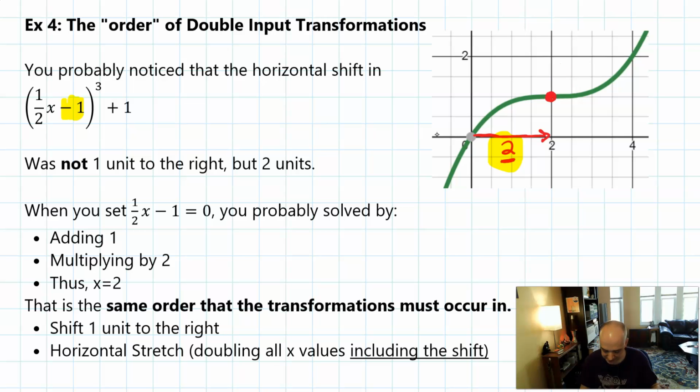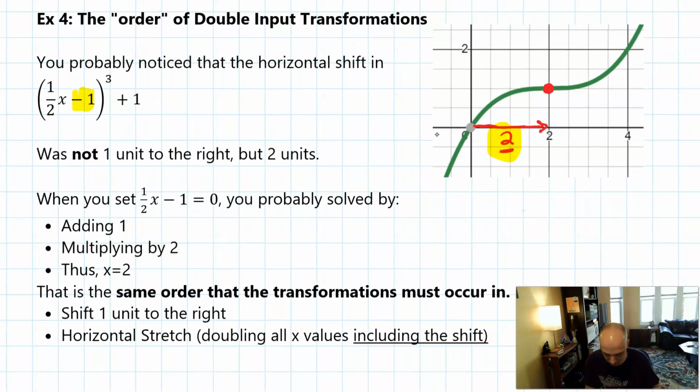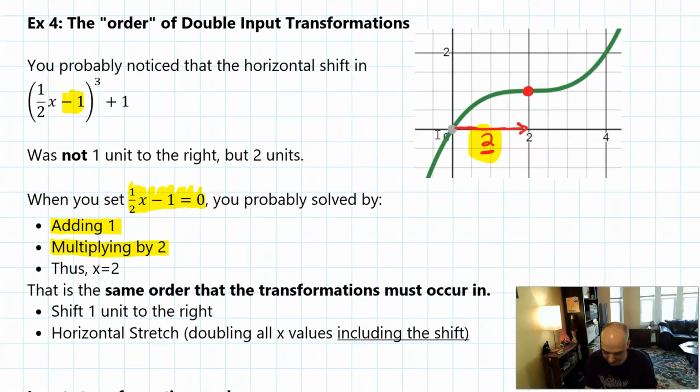And the answer is everything we did when we solved that equation. We set 1/2 x minus 1 equal to 0, and we did 2 operations. We first added 1 to both sides. Then we multiplied by 2 to both sides. The order that I solved that equation in is also the order that the transformations must occur in.